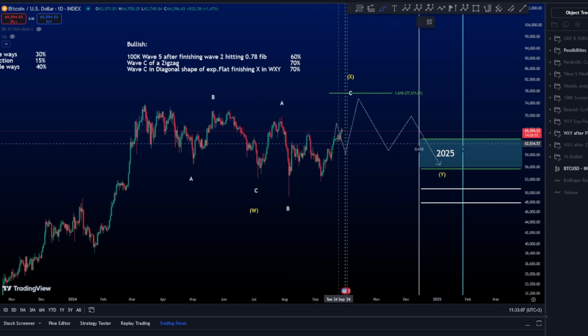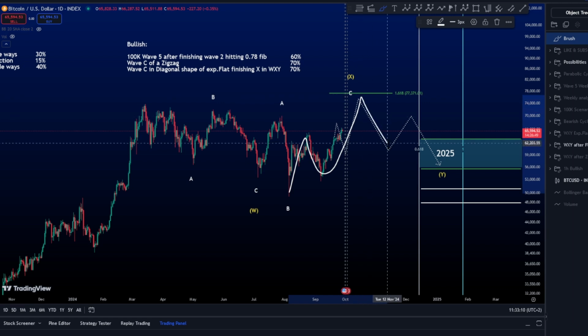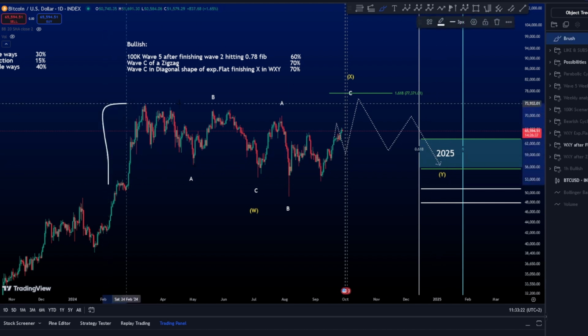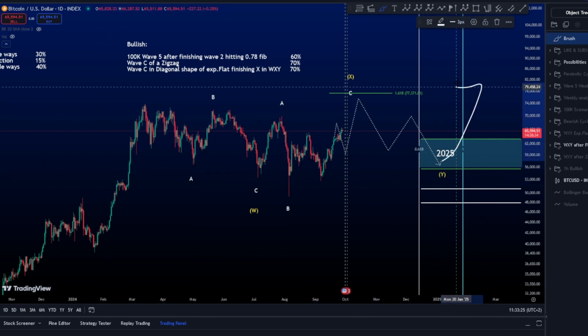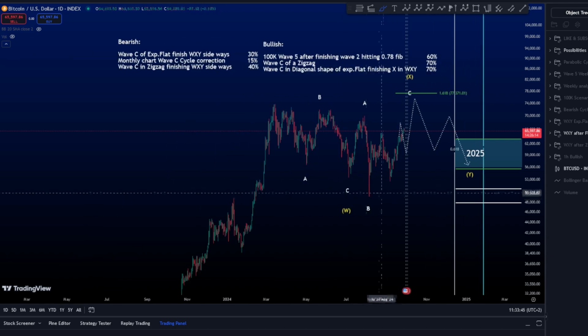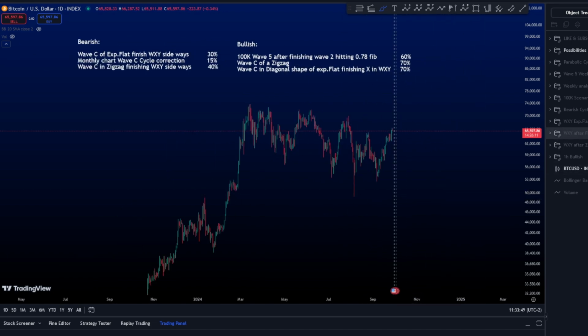After hitting this flat in wave C, you want to see also a zigzag towards the downside, finishing this WXY, and it is going to need even time until the new year to finish this WXY. And after finishing it, we are going to see a higher high again for a wave 5. This scenario can even start to give us a wave 5 in the middle of December 2024. This is possible as well. So these are the scenarios.